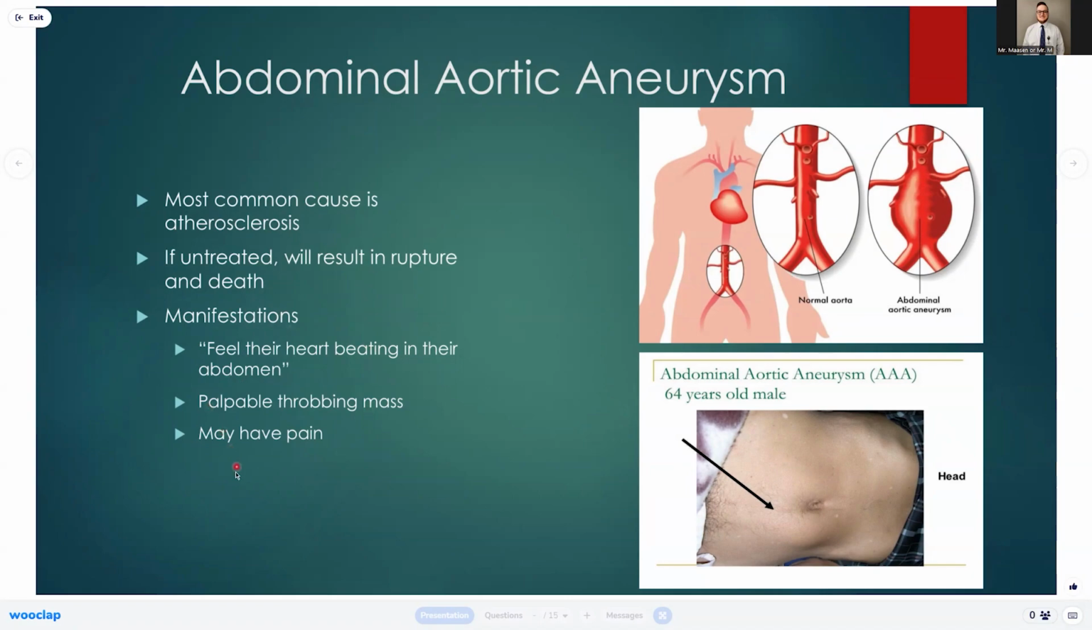Some of the manifestations with the AAAs: I feel my heart beating in my abdomen, like they feel the pulse down there. There's actually a palpable mass, and they may have pain associated with whatever it's pushing on. And you can actually see this mass here. That's more rare, but that's a possibility for sure.